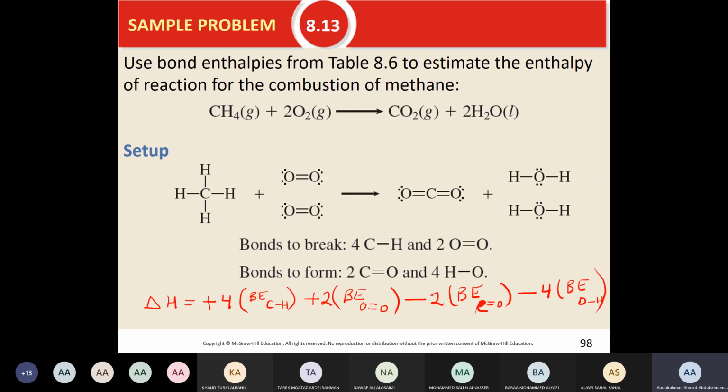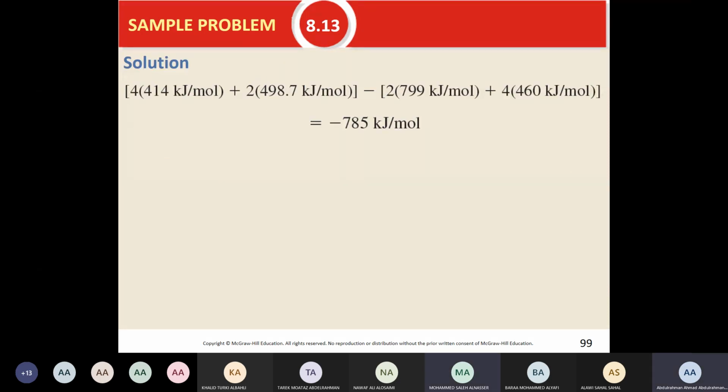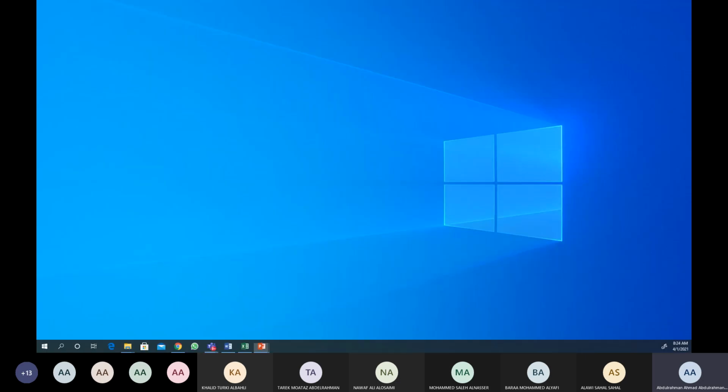Do you know how to do this now? Yes. And these are the numbers for each one, as you can see here: 4 times C-H, 2 times O=O, 2 times C=O double bond, and 4 times O-H bond, and you have the final answer. I hope this is clear. And this is actually the end of chapter 8. And right away, we'll go to chapter 9.